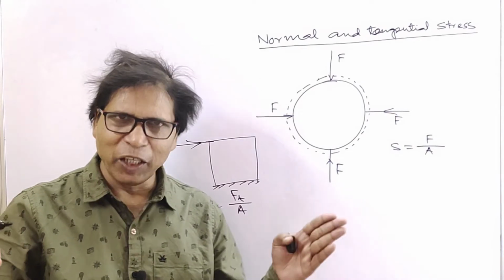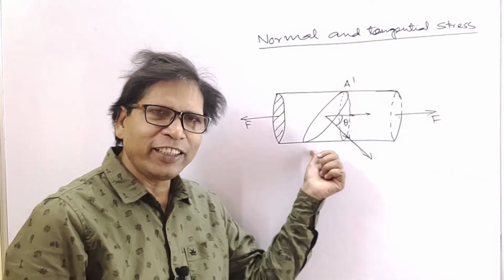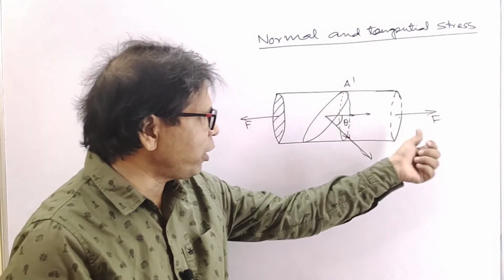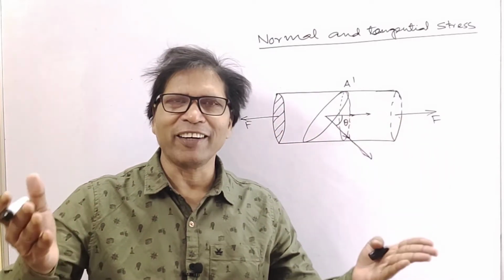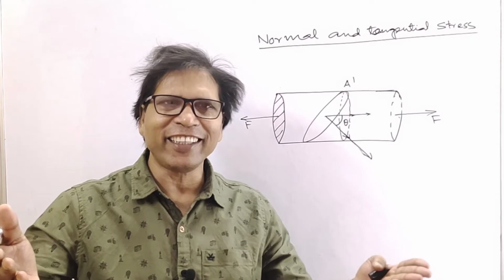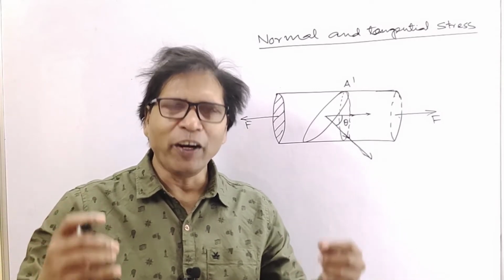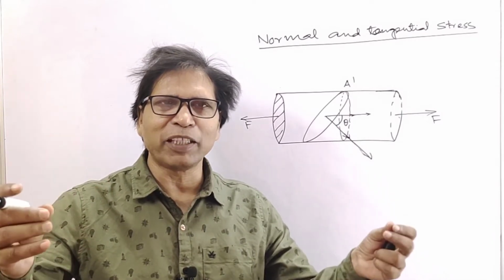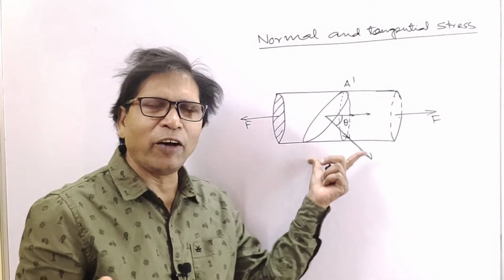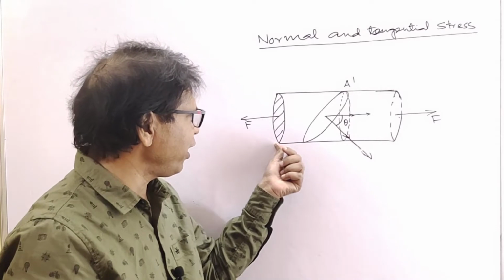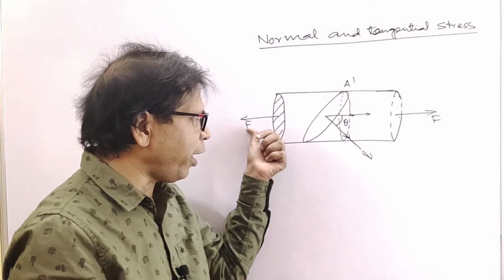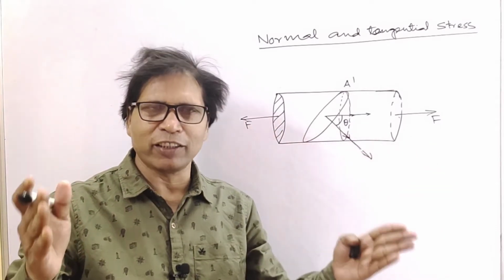Okay, now a numerical. This is a cylindrical rod. A balanced force F and F acts on it. We have to calculate tangential stress and normal stress, and when the tangential stress becomes maximum. Now this is a cylindrical rod. Its area of cross section is A. Look at this, the balanced force F and F acts on this rod.